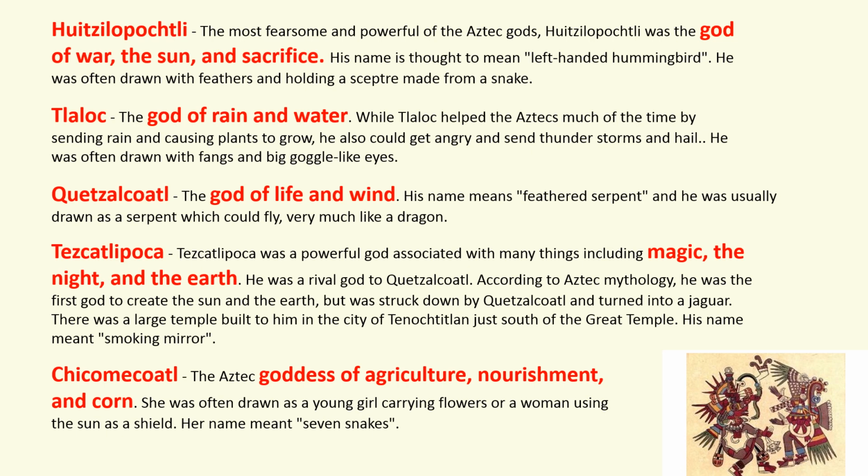And the last god, Chicomecoatl, the Aztec goddess. So they have a goddess over here. So we've been learning about the gods, but we have a goddess of agriculture, nourishment, and corn. And she was often drawn as a young girl carrying flowers or a woman using the sun as a shield. Her name meant 7 snakes. Over here in this picture are the two gods, the rival gods fighting.